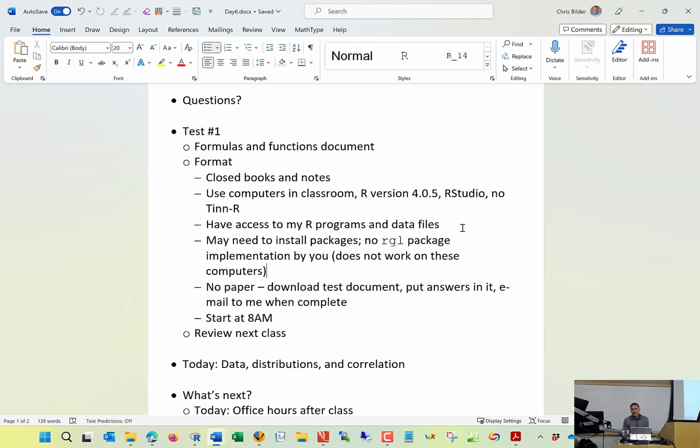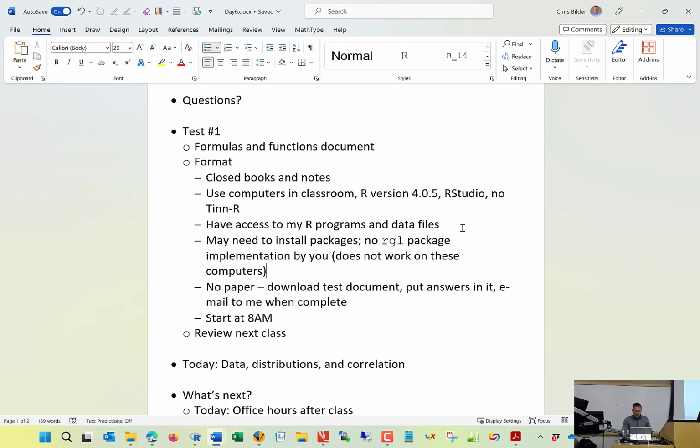Now I still might put something on the test where I've run some code, let's say using RGL, and you need to interpret the corresponding output. So don't think that a three-dimensional plot of the surface of a bivariate normal wouldn't be on the test. It could be on the test.